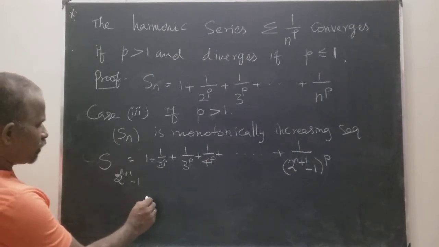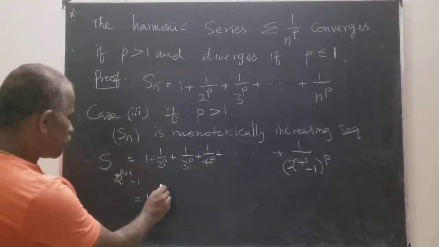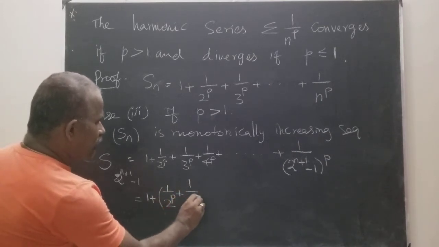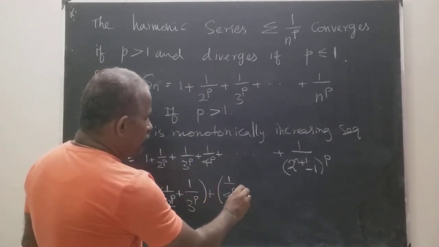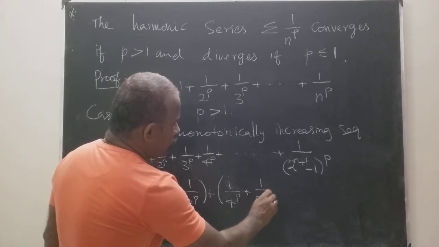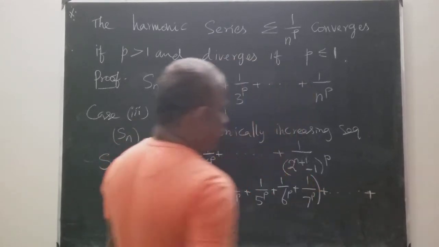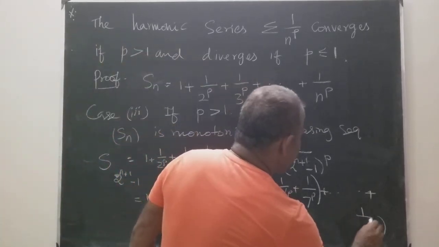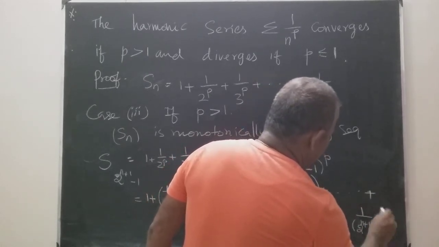Again, this is equal to 1 plus 1 by 2 power p plus 1 by 3 power p plus 1 by 4 power p plus 1 by 5 power p plus 1 by 6 power p plus 1 by 7 power p plus etc. The last term will be 1 by the quantity 2 power n plus 1 minus 1, the whole power p. This is the last term.